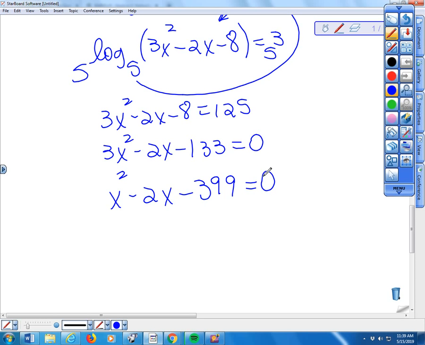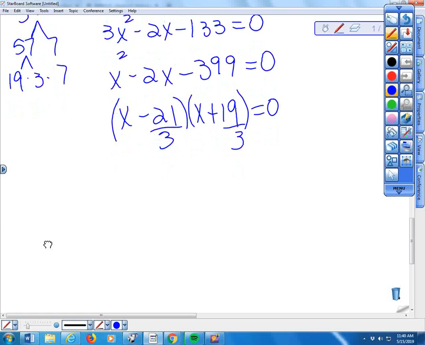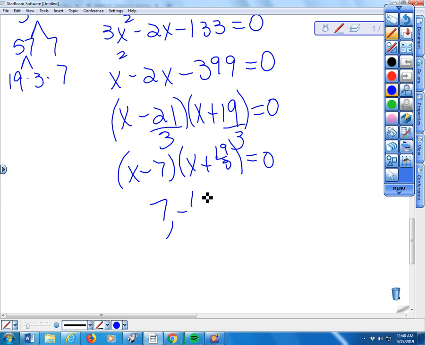Let's just factor it here. 57 and 7. And this is 19 and 3. So my factors are 19, 3, and 7. So 21 and 2, or 21 and 19 would give me 2. And then I have to divide by 3. So then I get x minus 7 or x plus 19 thirds. So my answers are either 7 or negative 19 thirds.